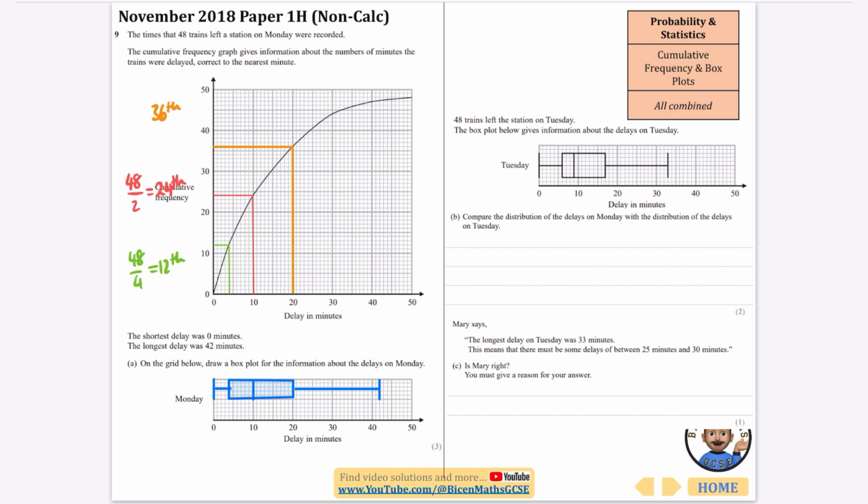Okay, it then says 48 trains left the station on Tuesday. The box plot gives the information about the delays on Tuesday. Compare the distribution on Monday with the distribution on Tuesday. So first of all, we can see that the median for Monday is higher than for Tuesday. So I'm going to write that down.